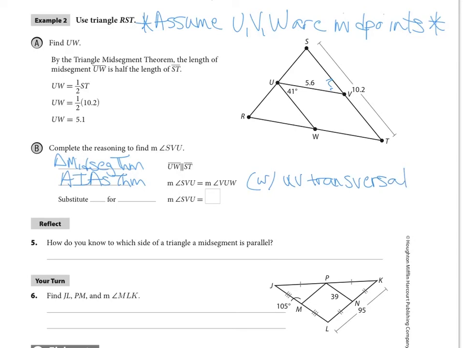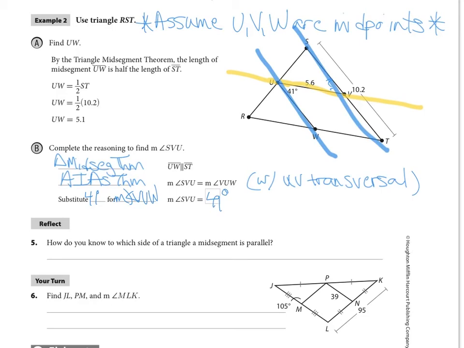Sometimes it helps to highlight, remember? Let's highlight these a little bit here. If UV is our transversal line and UW and ST are the parallel lines, I hope you can see that our question mark angle right here and VUW, 41, are your alternate interior angles. So keep that in mind. That's how we're able to make that. So we're going to substitute the 41 degrees for the measure of angle VUW in that equation, and so the measure of angle SVU is also 41 degrees.